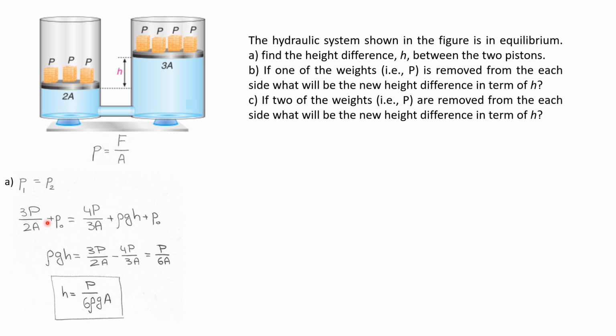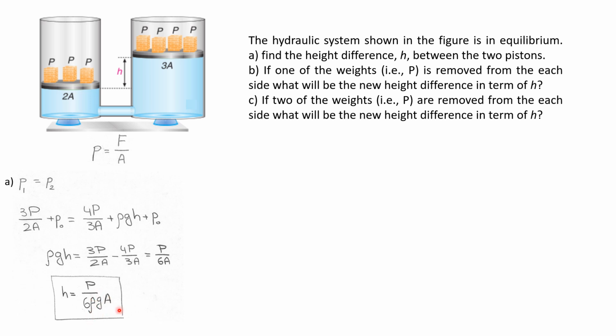Here, P naught cancels out. We move 4P over 3A to the other side and calculate what rho GH is, and it works out to be P over 6A. And now if we solve it for H, it's going to be P over 6 rho GA, right? So this is the answer for part A. So we found H in terms of weight, area, and the density of the liquid.